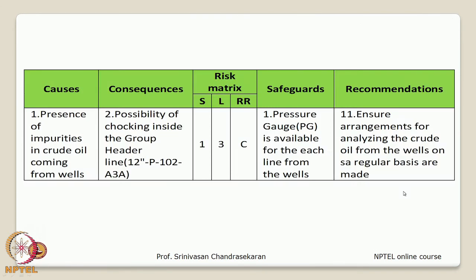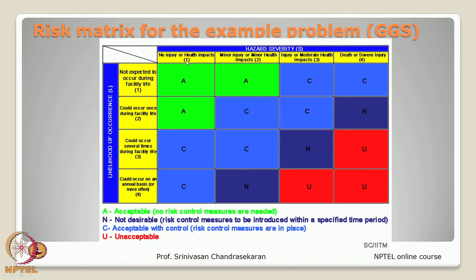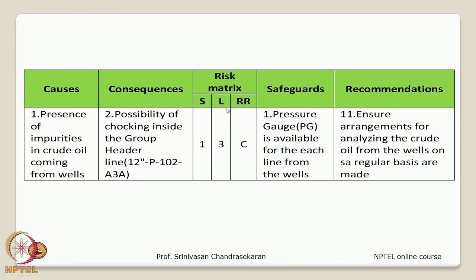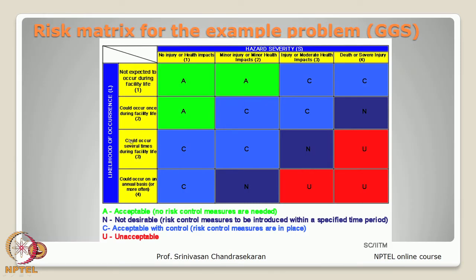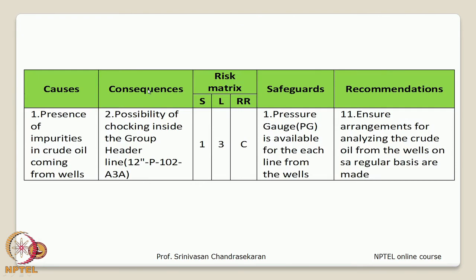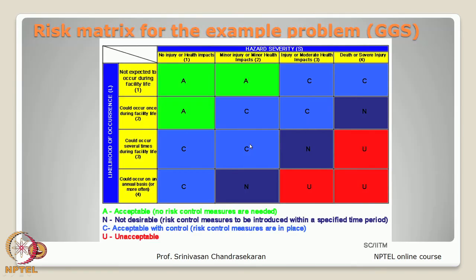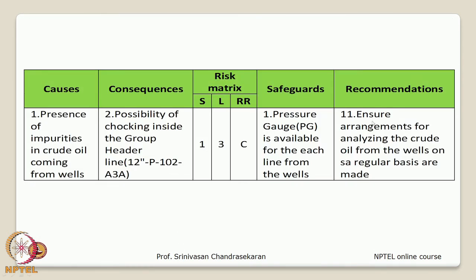So, let us go back and see, let us say presence of impurities in crude oil coming from the well. It says the severity is 1. It means there is no injury or health impact caused by the presence of impurities in the given line, and the likelihood is on the scale of 3. Though the presence could be very frequent, it is not going to cause any injury or health impacts at all. So, based on these two, you get the risk ranking as C from the risk matrix, because 3 and 1 refer to C, and C indicates it is acceptable with a control. So, what is the control we are recommending? We are recommending that all arrangements ensure the line is free from these kinds of impurities periodically.